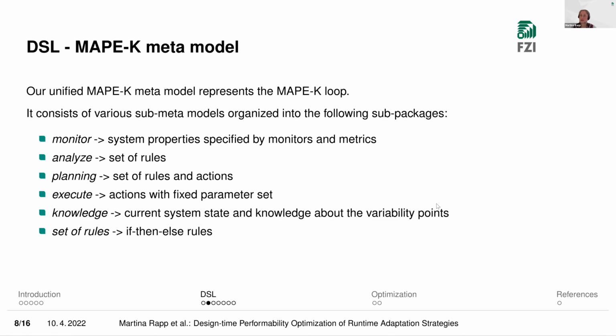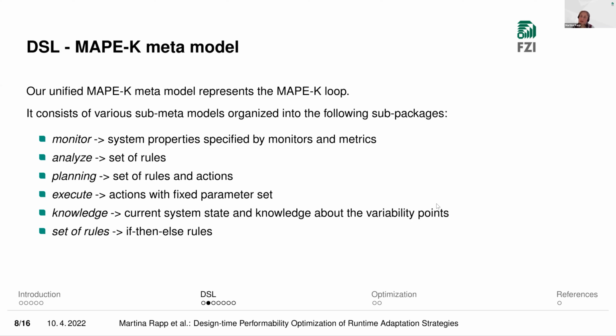On this slide, we have a first version for such a meta model. Our unified MAPE-K meta model represents, as I already said, the MAPE-K loop and the adaptation strategy. The meta model is organized into the following subpackages, which are the monitor subpackage. This one defines the available monitors and metrics used to observe the system properties by collecting runtime data. The analyze part contains the set of rules to evaluate the collected monitor data.